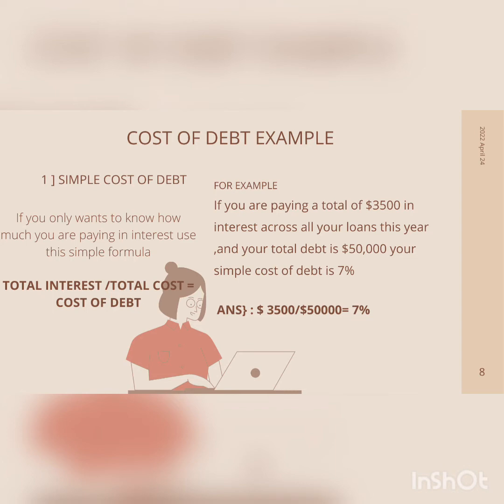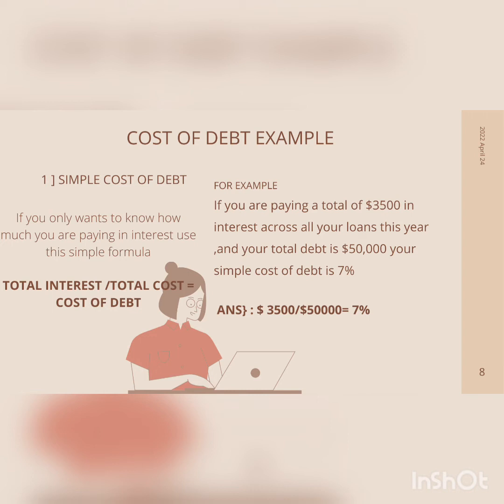Now let's understand the cost of debt with examples. Cost of debt can be calculated in two methods. The first method is simple cost of debt. If you only want to know how much you are going to pay in interest, use this simple formula: total interest upon total debt equals cost of debt. For example, if you are paying a total of rupees 3,500 in interest across all your loans this year and your total debt is 50,000, your simple cost of debt is 7%.